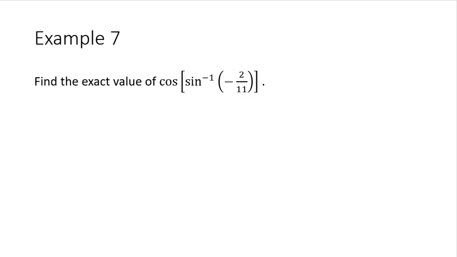Example 7, find the exact value of cosine of inverse sine of negative 2 over 11. We're going to work this the same way we did example 6. The inverse sine, you'll notice, is negative this time, and the inverse sine is negative in quadrants 3 and 4, but the domain for the inverse sine is quadrants 1 and 4. That means that we're going to have to draw this triangle in quadrant 4 because the sine is negative in quadrant 4. All right, so let's look at the picture.